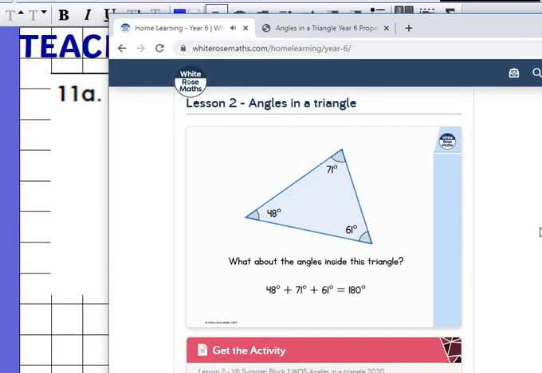Okay. So if I look at the sum of those three, I can see again, 48 plus 71 plus 61 would give me a total of 180 degrees.